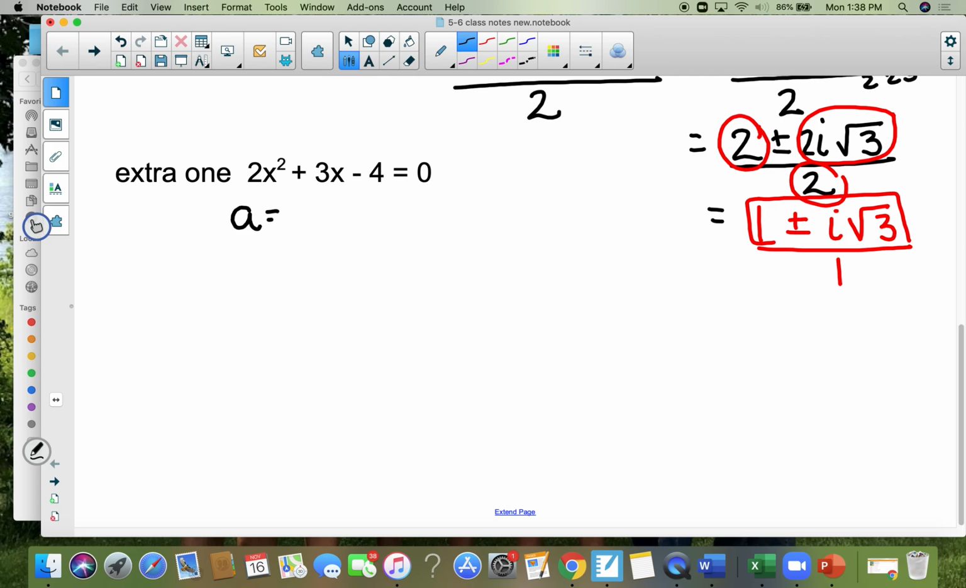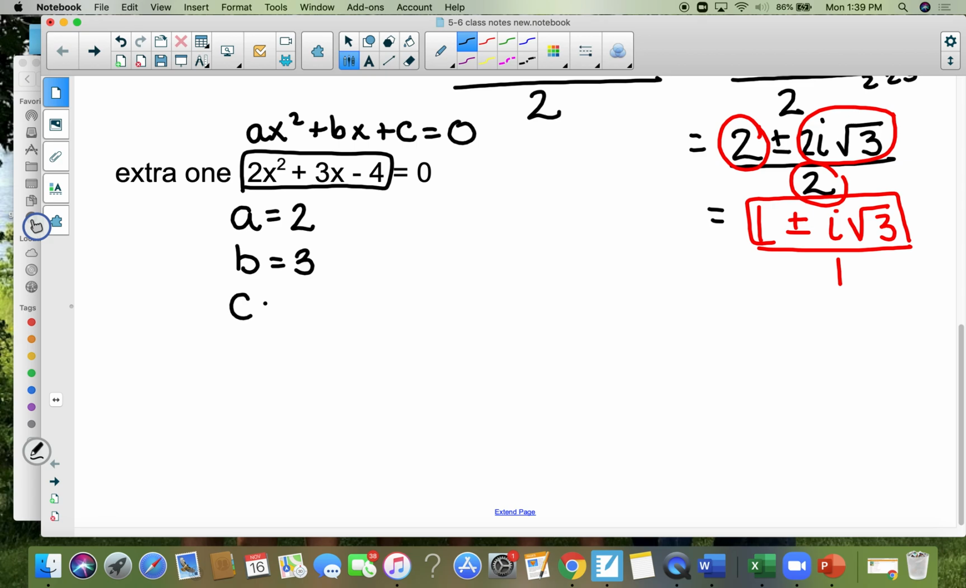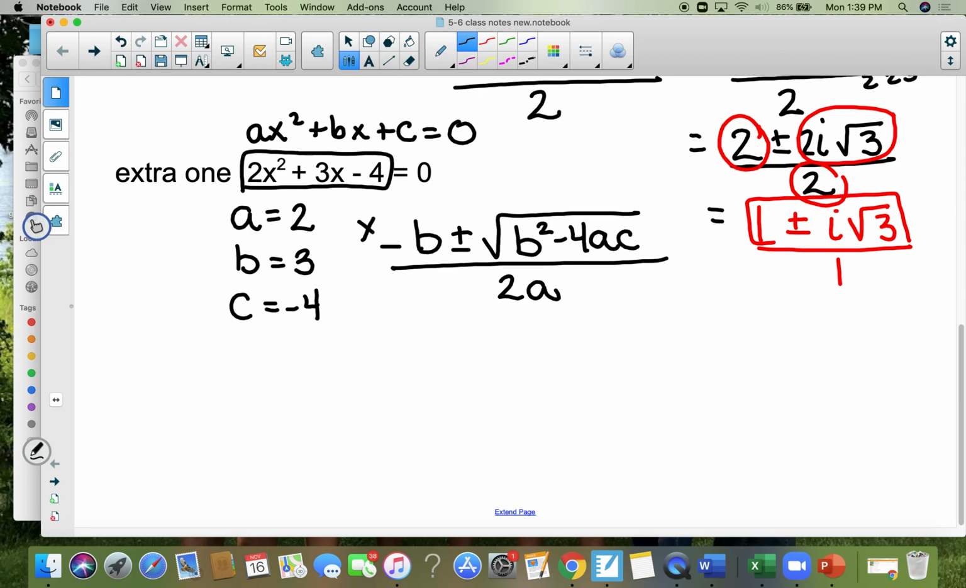I like saying that a is equal to 2 because everything's over to the left side, so it has to be in the form of ax squared plus bx plus c equal to 0. So the a is 2, the b is 3, and the c is a negative 4. And the formula is the opposite of b plus or minus the square root of b squared minus 4ac all over 2a. This formula will be on the test. You do not have to memorize it. Again, that formula will be on the test. You do not have to memorize it.